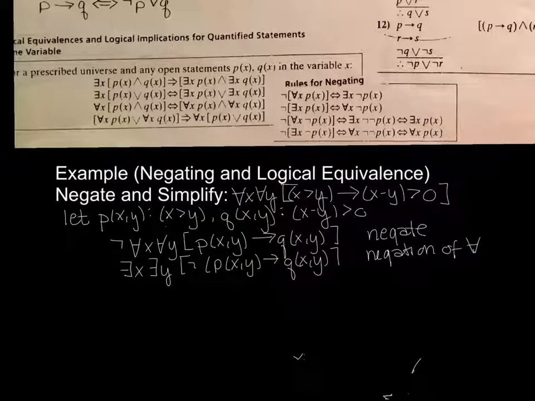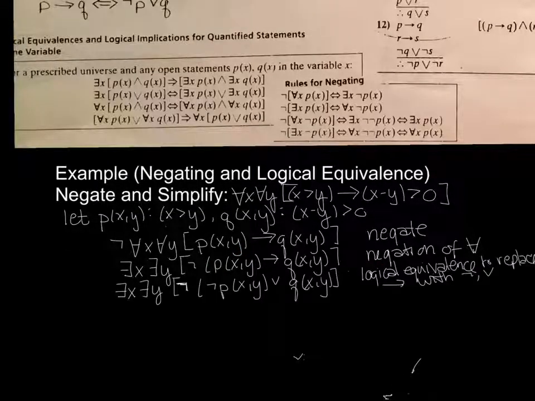Now my next step is I look at how to negate for all, and I get this rule over here on my rules of negating. I have to have a there exists, and then I negate my p of x. So here I changed my for alls to there exists, and I negate my implication. And again, my justification is I used the rule of negating for all.